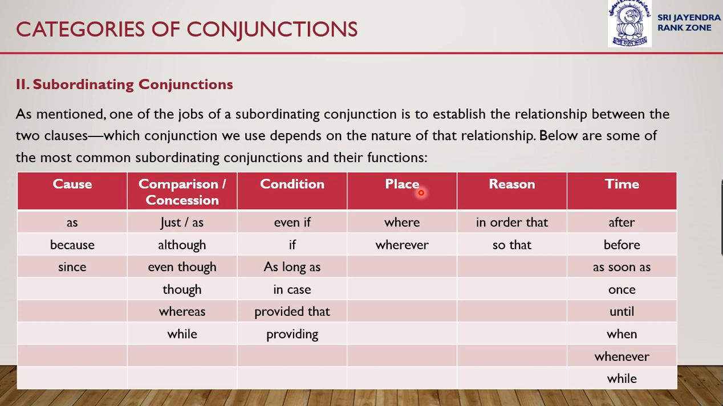If the dependent clause is related to the independent clause based on a place, like where: I will meet you where we last met. So the relationship between both these sentences is based on the place. Therefore, we use conjunctions like where. Similarly, we can also use conjunctions like wherever. If the relationship between the two clauses is based on reason, then we will use conjunctions like in order that or so that.